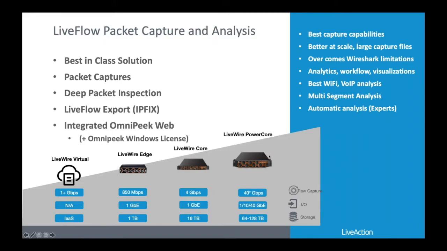The Power Core can scale up to 100 gigabits per second capacity in terms of physical interfaces. So it's a fabulous product for, of course, the core of a data center.